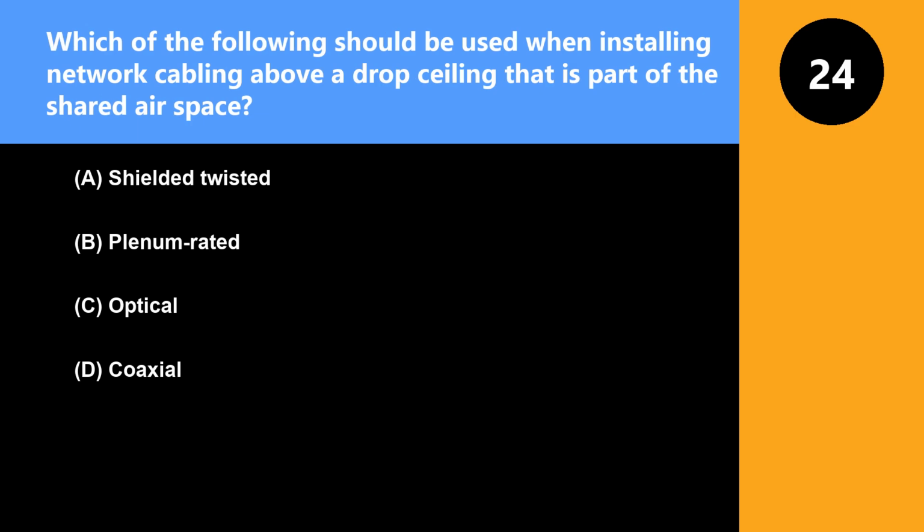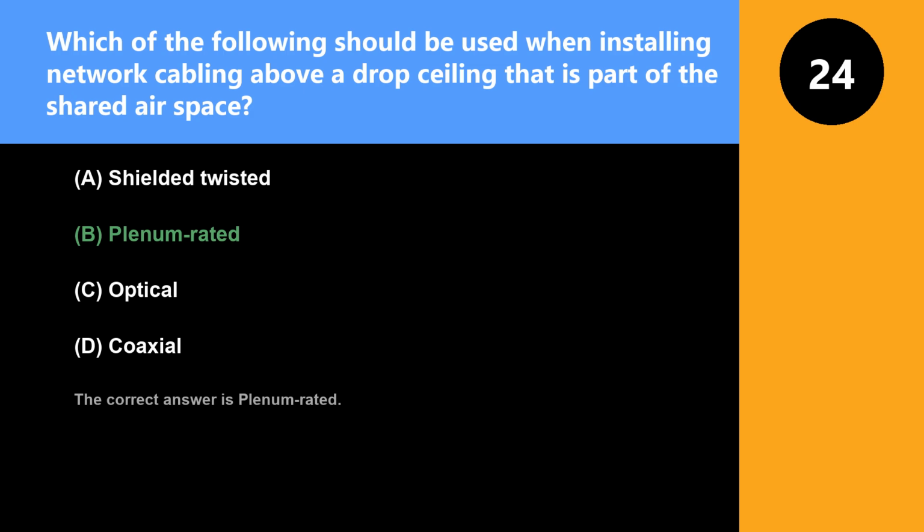Question 24. Which of the following should be used when installing network cabling above a drop ceiling that is part of the shared airspace? Option A, shielded twisted. Option B, plenum rated. Option C, optical. Option D, coaxial. The correct answer is option B, plenum rated.